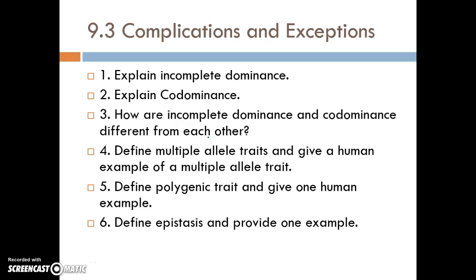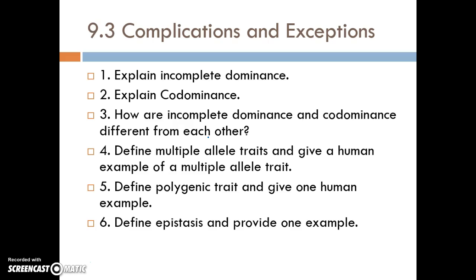Number 4, multiple allele traits, and give a human example of a multiple allele trait. So a multiple allele trait means that we have more than just 2 choices in our alleles. So for humans, blood type is also an example for this. We have blood type A. That is one choice of allele. Blood type B, that's another choice. And blood type O, which is a third choice. So multiple alleles instead of just 2 alleles. We have multiple alleles for that.